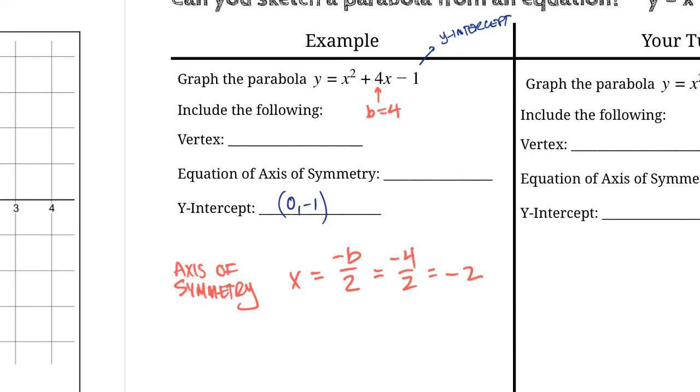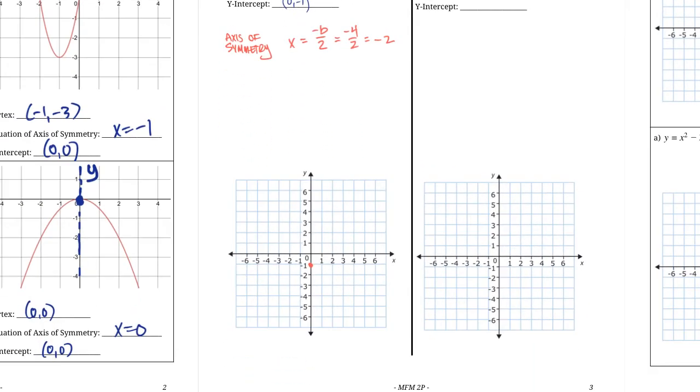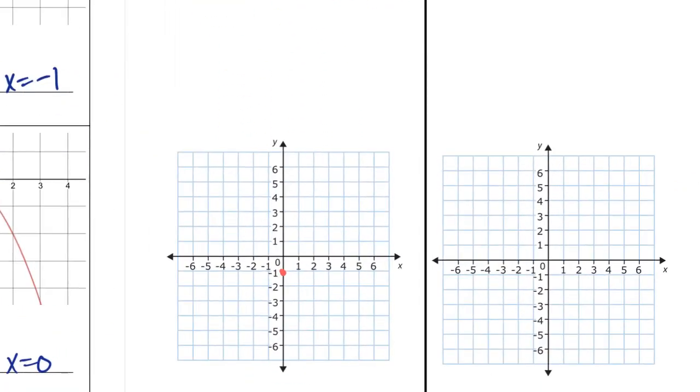So on the graph, how do we draw the axis of symmetry? Well, at -2, all we've got to do is draw, I like to draw it as a dotted line to represent that axis of symmetry. I'm going to label it too, axis of symmetry.